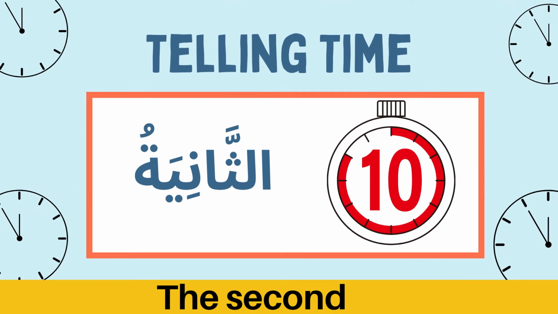A second is a small part of time, right? In Arabic we say الثانية. الثانية. Let's say it together slowly. الثانية.